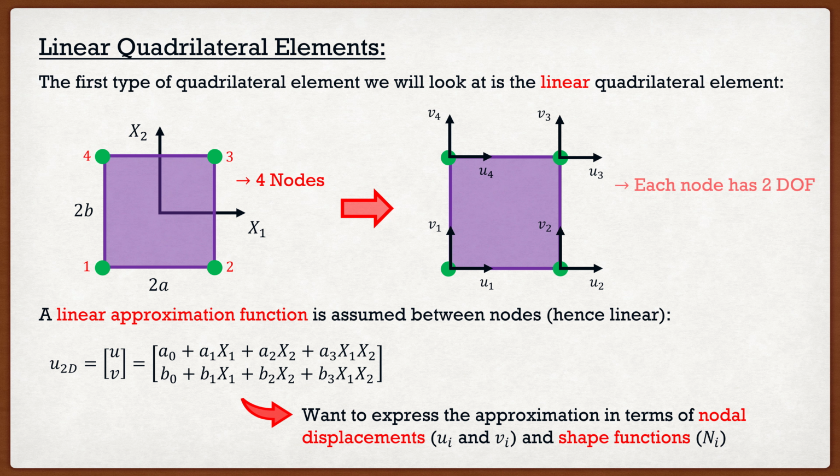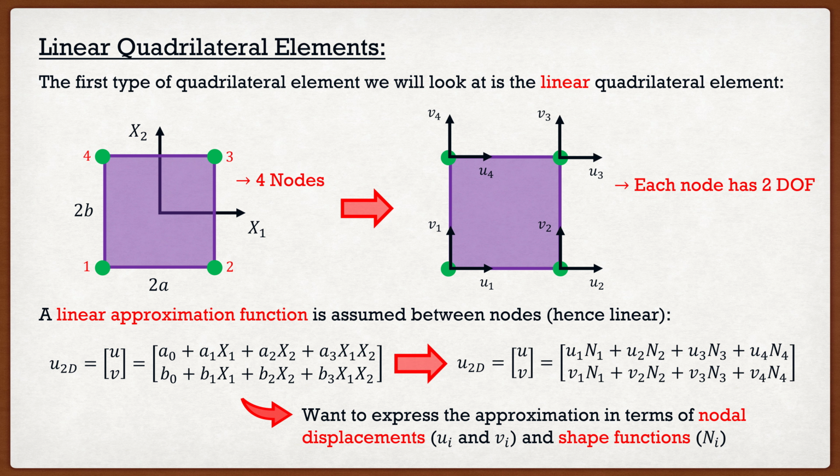So it's pretty easy to see that each node has 2 degrees of freedom, and as such we can rewrite our approximation function to the following, where instead of a bunch of a and b coefficients, we now have u1 times N1 plus u2 times N2 plus u3 times N3 plus u4 times N4, so basically our horizontal nodal displacements multiplied by the shape functions, and the same thing for the vertical direction, but instead of u1, u2, u3, we now have v1, v2, v3, etc.